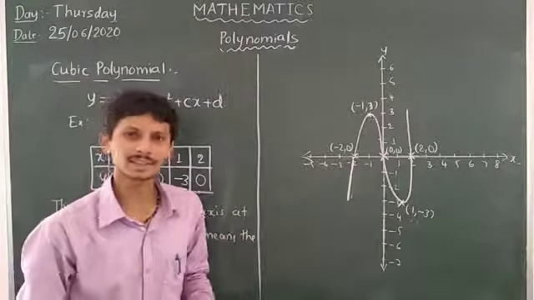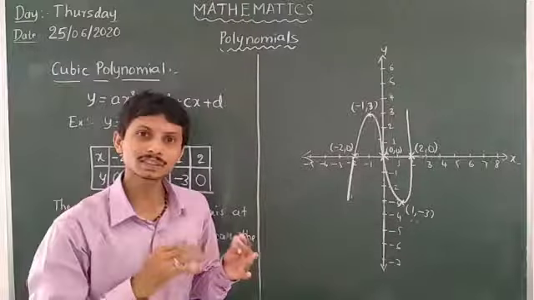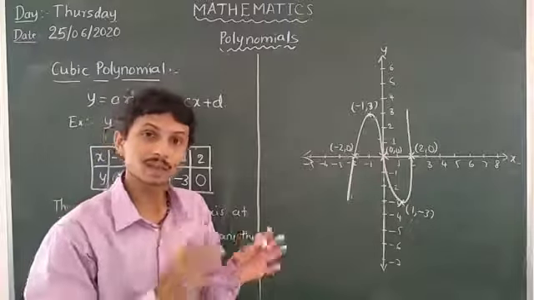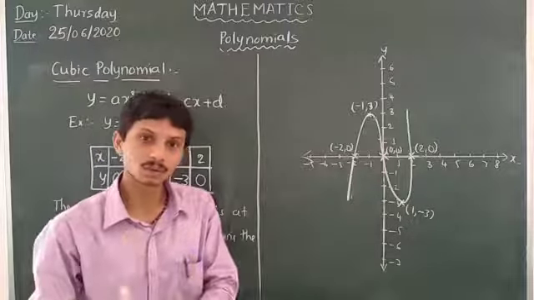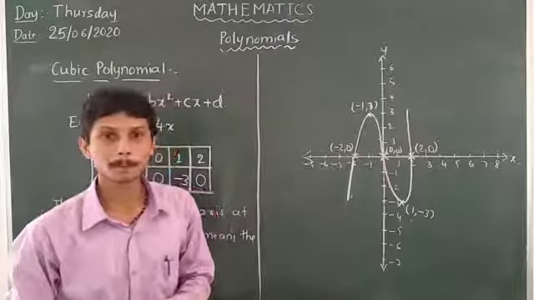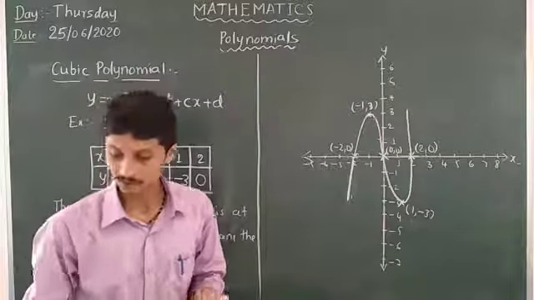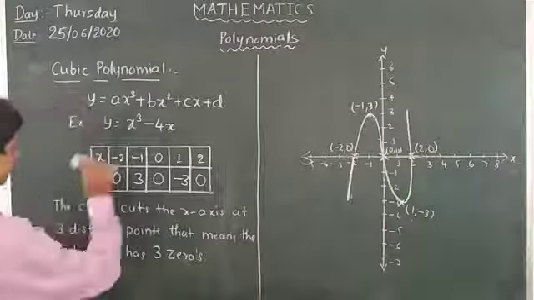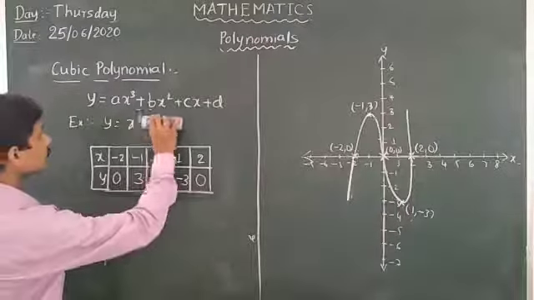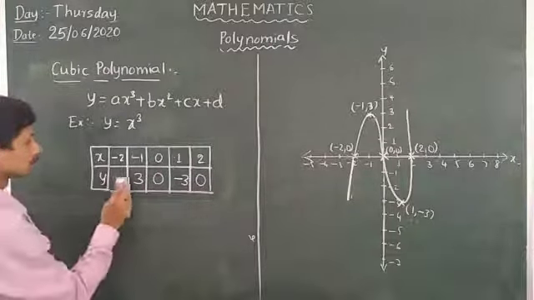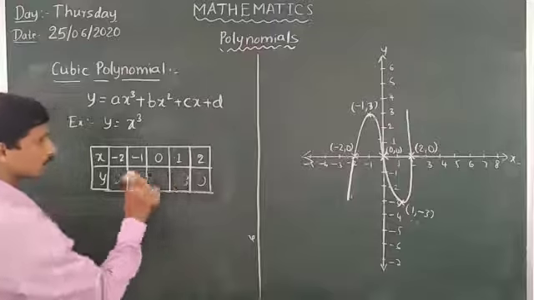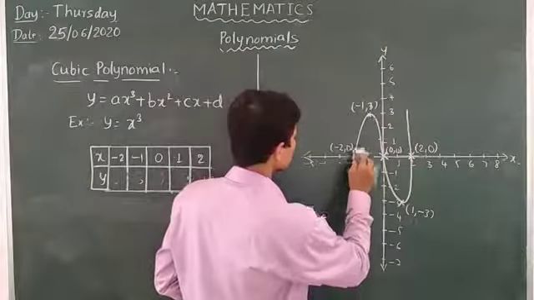So let us take any other example, and we have to insert the value of x and get the value of y. When the value of y is 0, then the value of x will be the zero of the polynomial. So I hope you understood that. So let us take another example. I will just take x cube. Let us take the same points here, and we have to draw the curve.